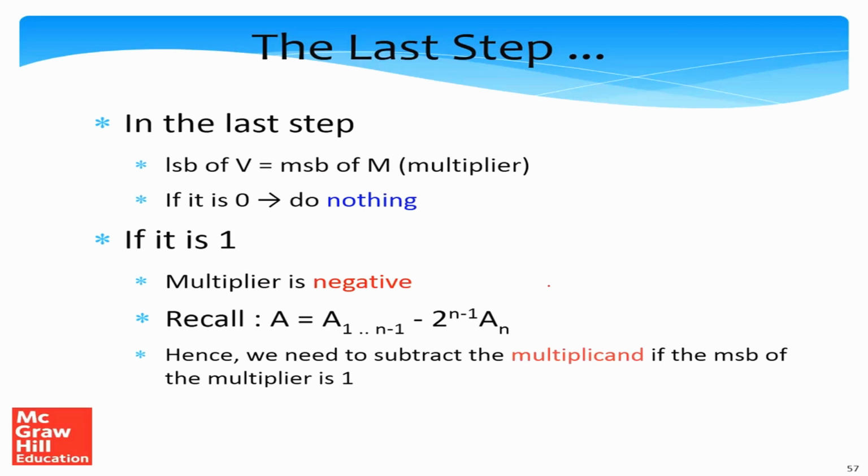In the last step, if the MSB of the multiplier is 0, which means the multiplier is positive, we do nothing. If it is 1, it means the multiplier is negative, so we use this relation over here, and this number is equal to 1, which is the MSB of the multiplier. So we basically subtract the multiplicand from register U if the MSB of the multiplier is 1.